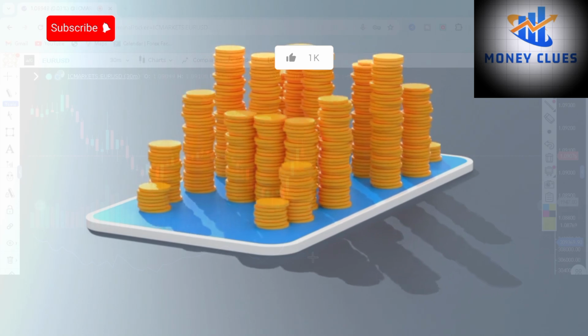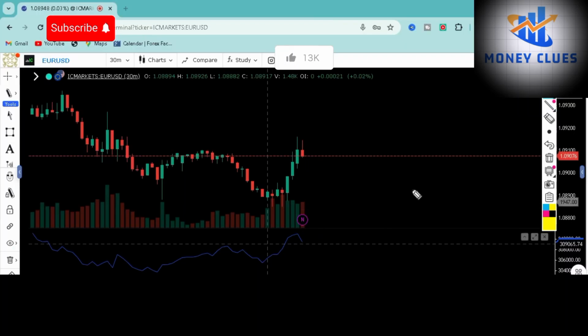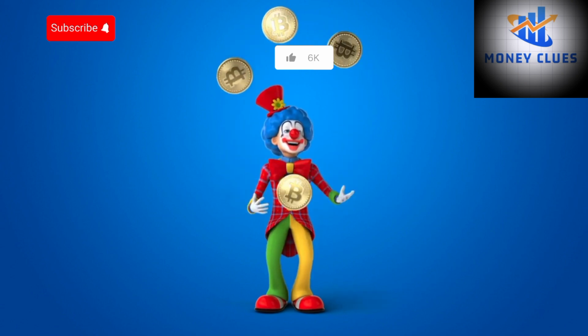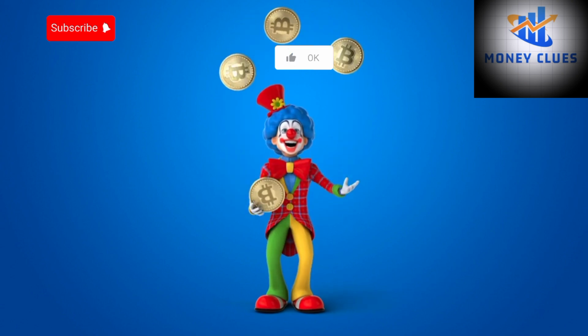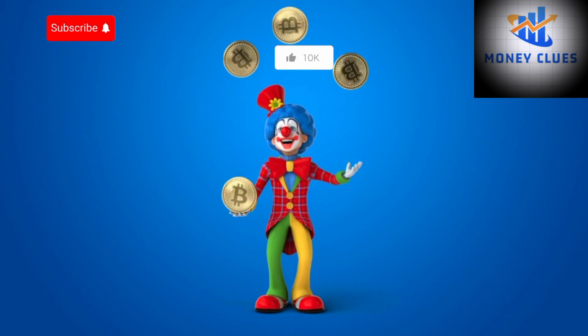So guys, I want to test this indicator right here. I want to see how the market is basically going to behave when we follow this indicator. It is called the accumulation distribution, and basically guys, I've talked about this indicator in my previous videos, and many traders came and told me to do a video showing us how we can actually trade using this indicator. And that is basically what I'm going to use.